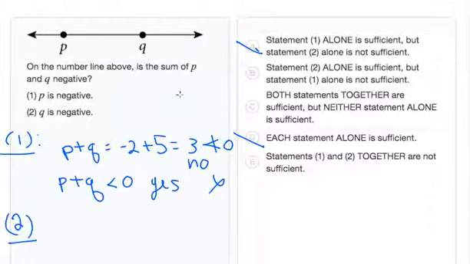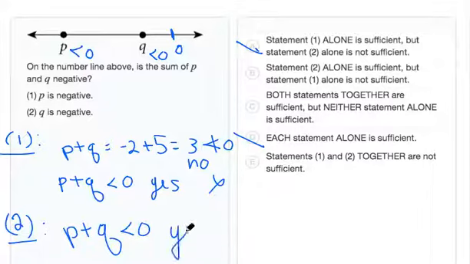We're told that Q is negative. So if Q is negative, that means that 0 is somewhere over here. Q is not equal to 0, so it's definitely to the left of 0 on the number line. And no matter what values our Q and our P are, that means P is definitely going to be less than 0 because it's less than Q. And the sum of those will be the sum of two negative numbers. And the sum of two negative numbers is definitely going to be negative.